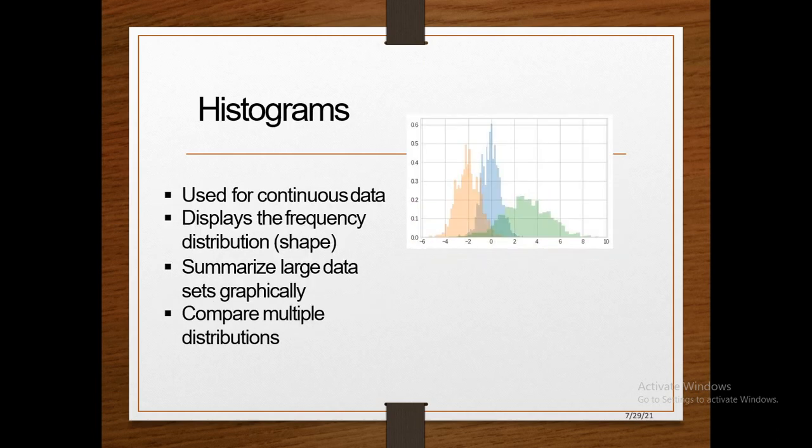Okay. Next is histogram. It is one of the most used graphs, histogram. It is normally for continuous data. It will display the frequency, distribution, shape. It will summarize large data sets graphically and it will compare multiple distributions. So that is called a histogram.